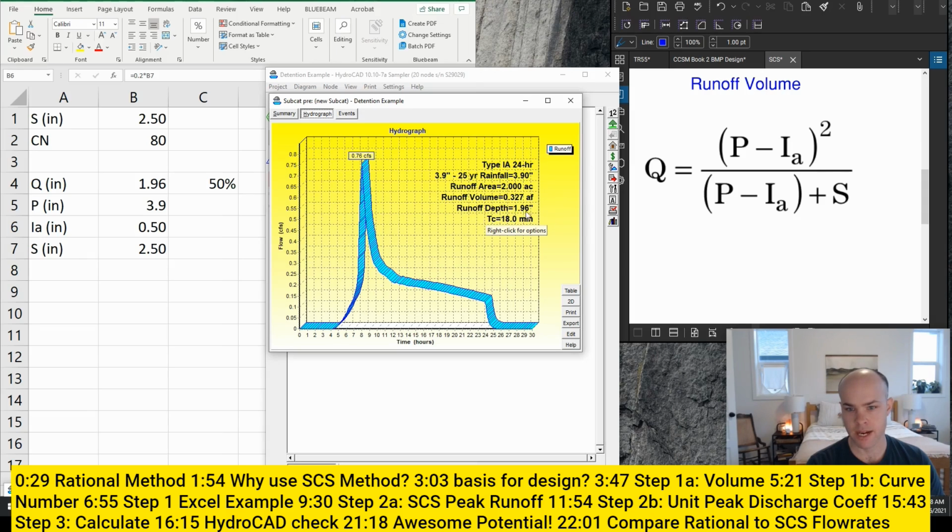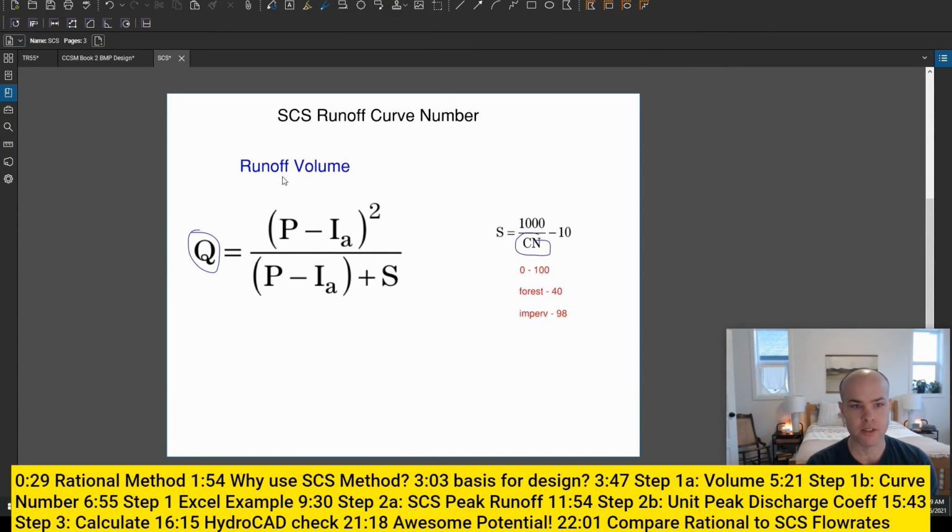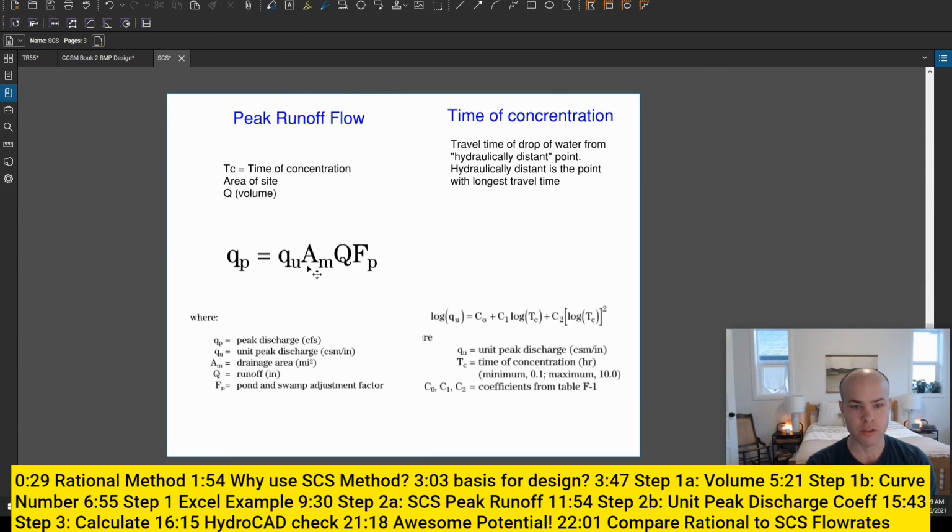That's all I did, was I calculated how much volume of runoff is going to run off my site compared to how much rainfall came onto my site. Now the next thing we want to calculate is this 0.76 CFS. How did they calculate that? So that is going to be a totally different formula. Once we figure out what that Q is, we can now punch that into a different equation, which is this one right here. Okay, so look at this formula.